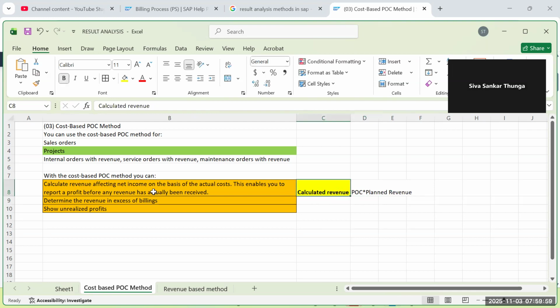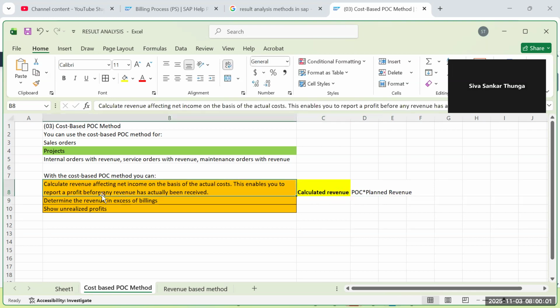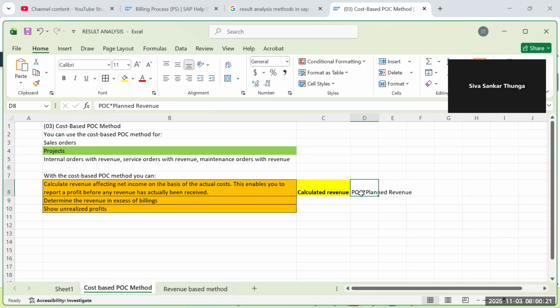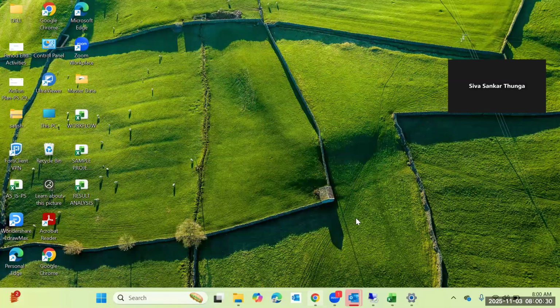So these statements you need to understand. Calculated revenue affecting net income on the basis of actual cost. On what basis is this calculated? Based on the actual cost incurred on the projects. This enables you to report a profit before any revenue. So even though there is no revenue recognized, we will still be able to record the profit on the project in the income statement. That is the meaning. We will see this in the upcoming topics.